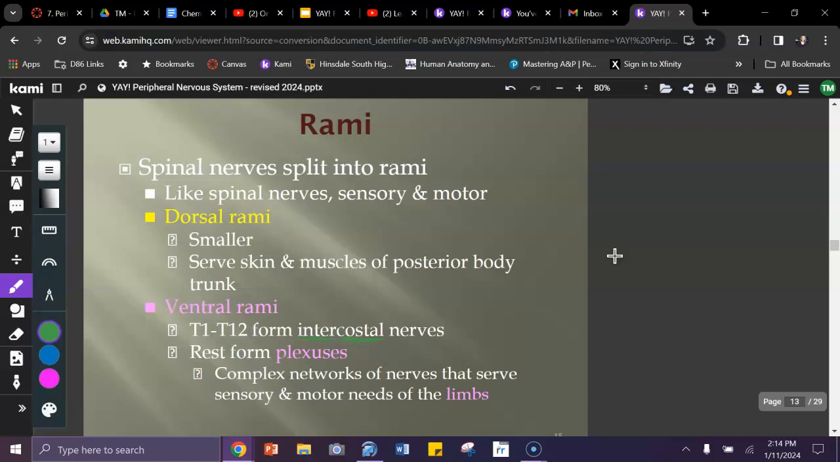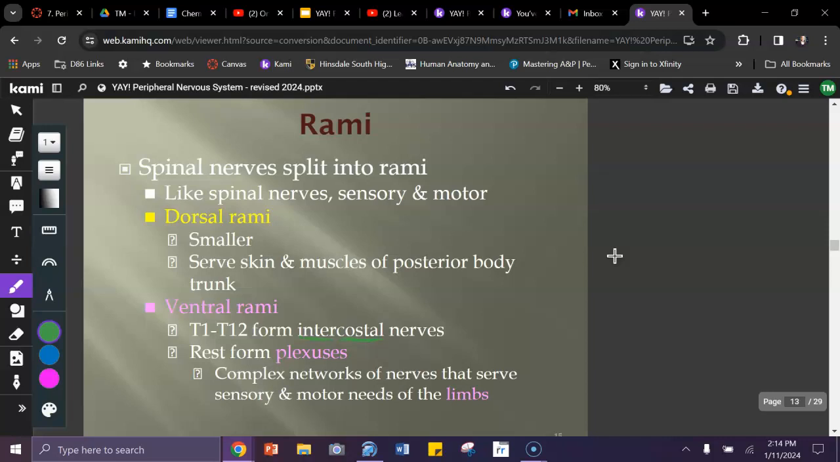So aside from the rami that extend from the thoracic area, the cervical, the lumbar, sacral, they are all going to form what are known as nerve plexuses. A nerve plexus is a complex network of nerves that serve the sensory and motor needs of the limbs. So we're talking about the arms and the legs here.